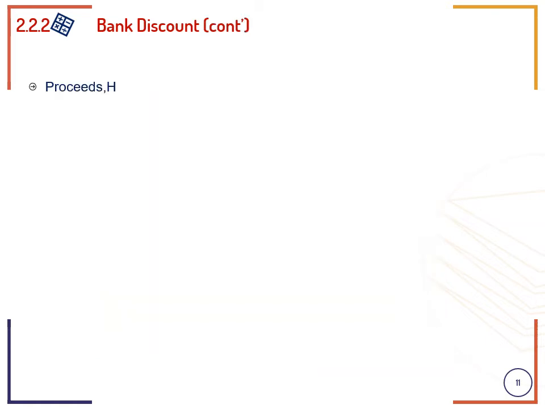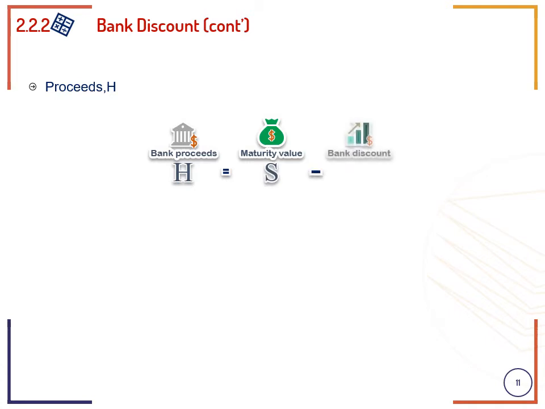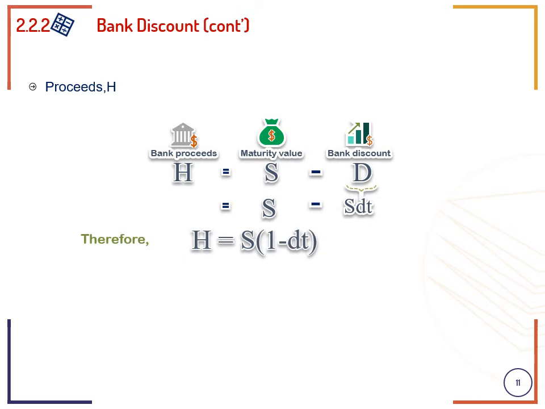The proceeds, which is denoted as H, are computed as follows. Bank proceeds, denoted as H, is equal to maturity value, denoted as S, minus bank discount, denoted as D. Since D is equal to Sdt, replace bank discount with Sdt and factor out S. Therefore, the proceeds are derived as H = S multiplied by (1 minus dt).